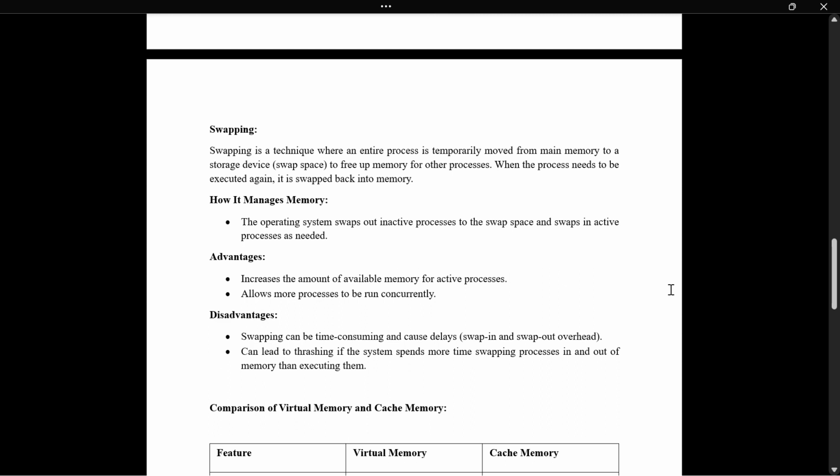Swapping is when an entire process is temporarily moved from main memory to a storage device to free up memory. The operating system swaps out inactive processes to swap space and swaps them in as needed to manage its memory. Advantages: increases the amount of available memory for active processes and allows more processes to run concurrently. Disadvantages: swapping can be time consuming and cause delays, and can lead to thrashing if the system spends more time swapping processes in and out of memory than executing them.